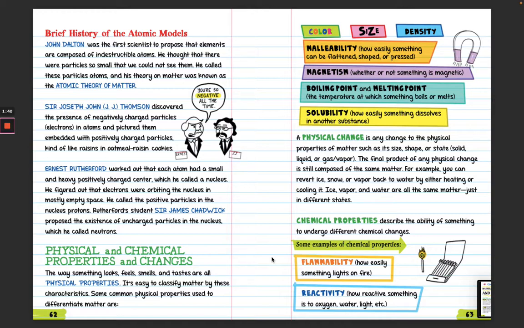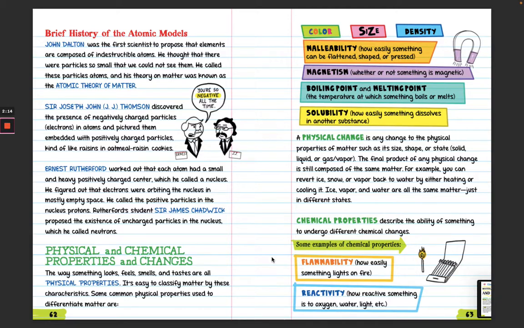Sir Joseph John, or J.J. Thomson, discovered the presence of negatively charged particles, electrons, in atoms and pictured them embedded with positively charged particles, kind of like raisins in oatmeal raisin cookies. Ernest Rutherford worked out that each atom had a small and heavy positively charged center, which he called a nucleus. He figured out that electrons were orbiting the nucleus in mostly empty space. He called the positive particles in the nucleus protons. Rutherford's student Sir James Chadwick proposed the existence of uncharged particles in the nucleus, which he called neutrons.